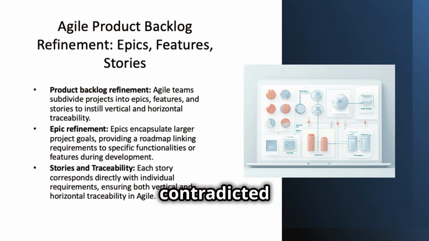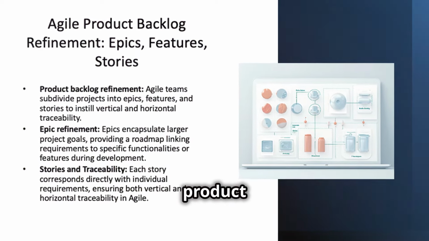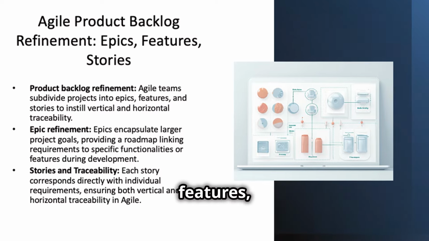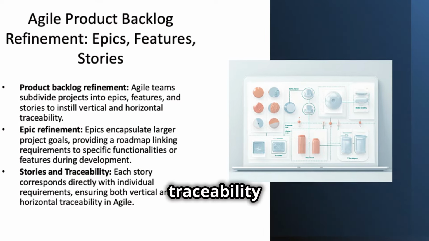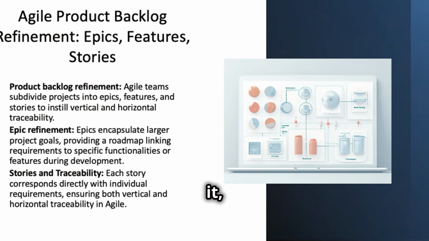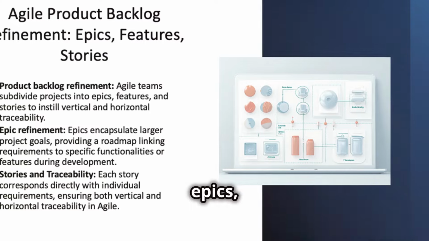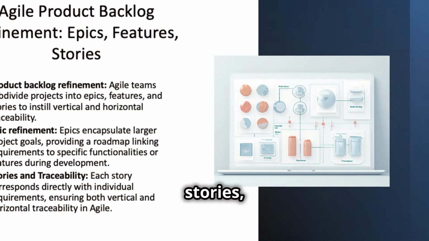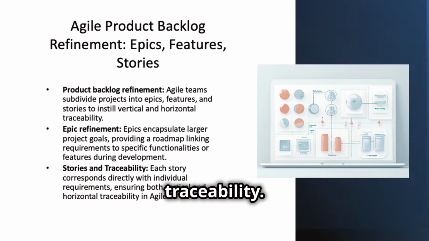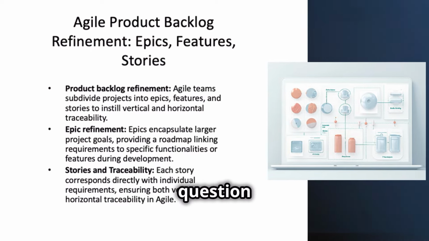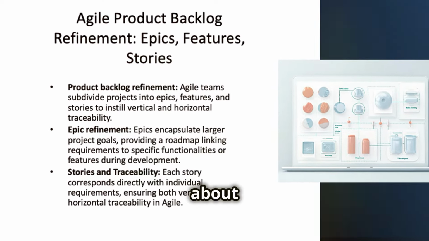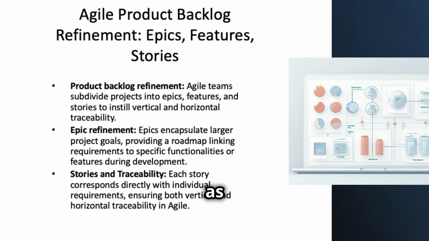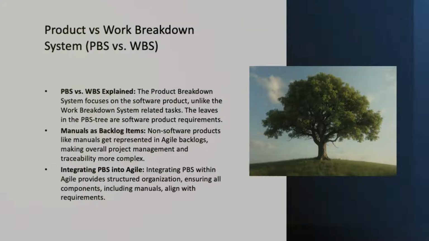Tracy, you just contradicted yourself. Your product breakdown in epics, features, and stories is your vertical traceability, or at least part of it. And by creating tests for your epics, features, and stories, you established your horizontal traceability. I think the question is, do we need to speak about traceability in Agile, as we believe it is straightforward?